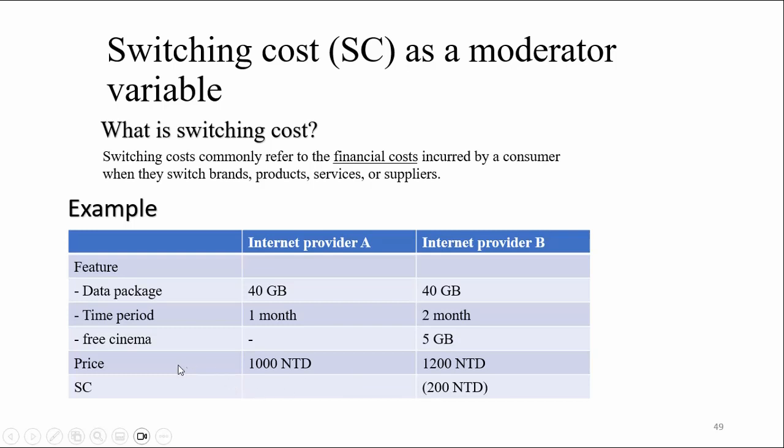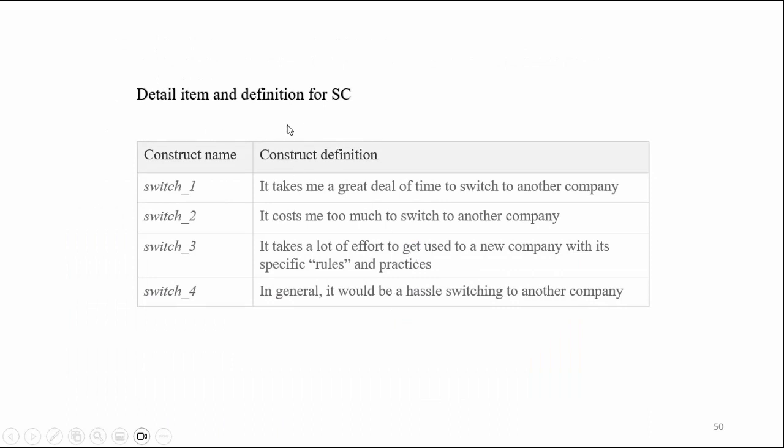And the price for A is $1,000 and B is $1,200. There is a difference of $200, and this $200 in this case we call the switching cost. These are the items for the switching cost. There are four reflective items.